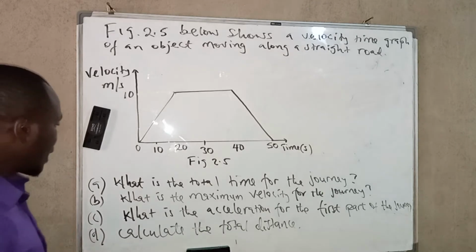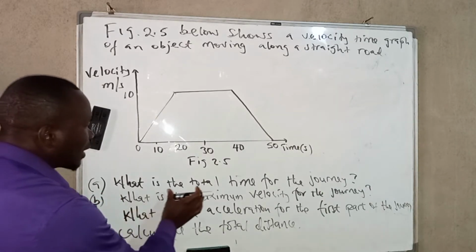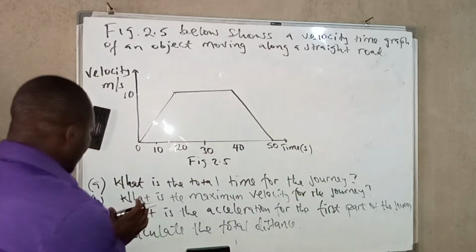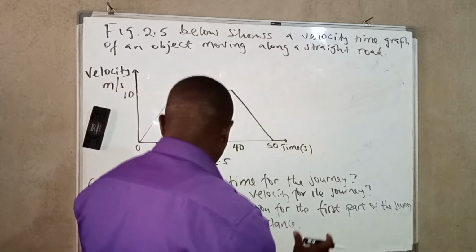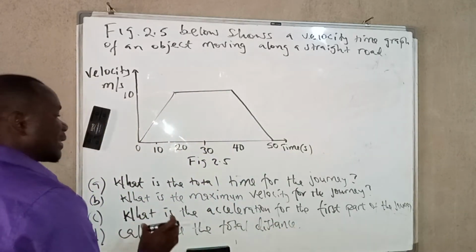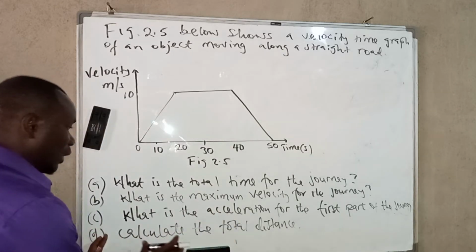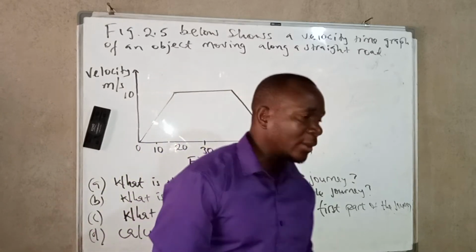Now, the first question that we are told to figure out is, what is the total time for the journey? Part B, what is the maximum velocity for the journey? Part C, what is the acceleration of the first part of the journey? And D, calculate the total distance. So these are the questions that we are going to handle.